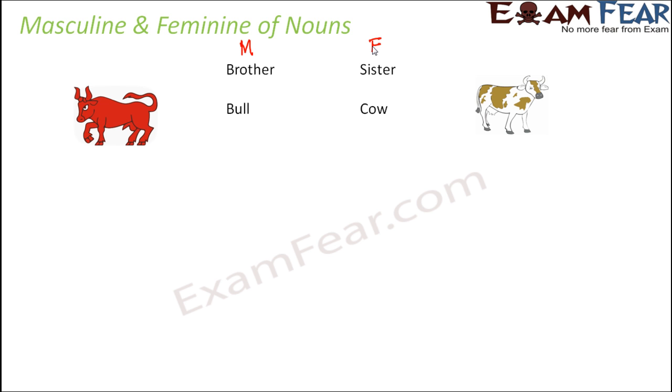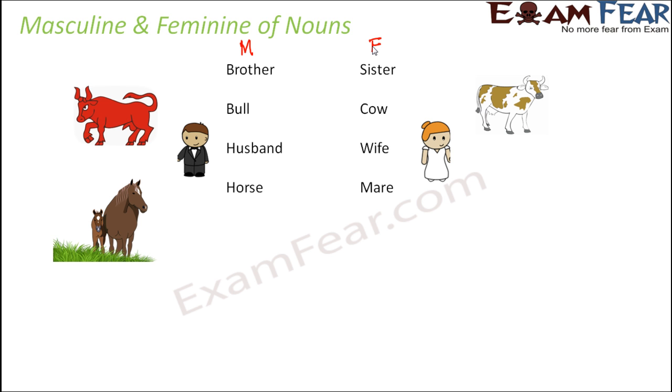Bull is masculine, so the female form of bull would be cow. You see that cow yields milk while bull doesn't, because the female animal always yields milk and gives birth to the babies, right? And so does the cow, but the bull doesn't. However, the bull has a lot of physical strength, so it is mostly involved in physical activities. If husband is the masculine form, then wife is the feminine form. Horse is masculine, mare is feminine.